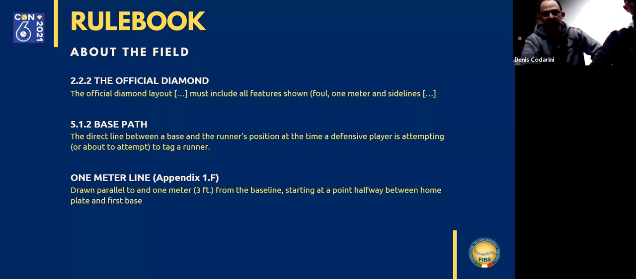As stated in Rule 5.1.2, the baseline is the direct line between a base and the runner's position at the time a defensive player is attempting or about to tag a runner.